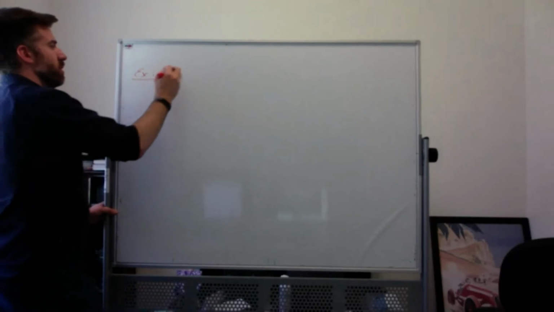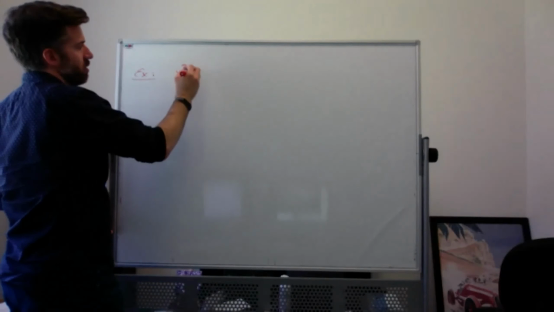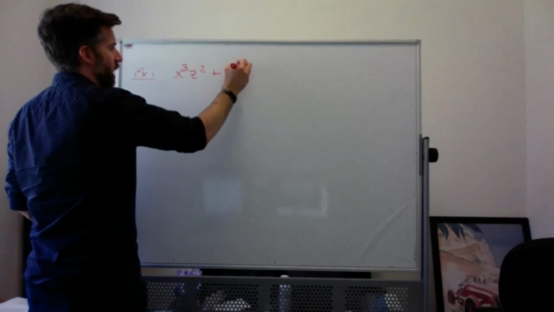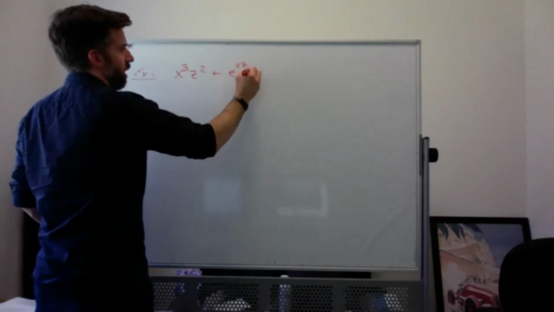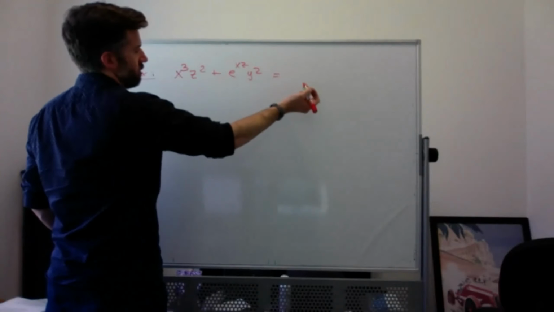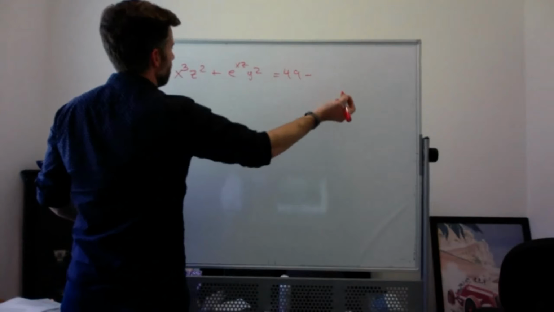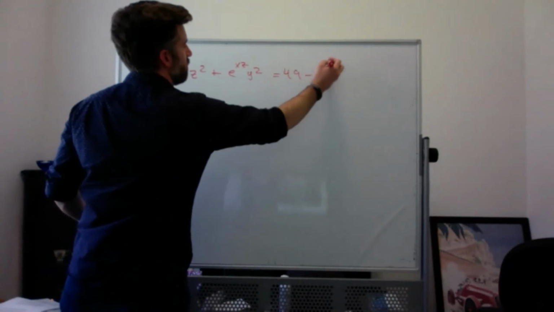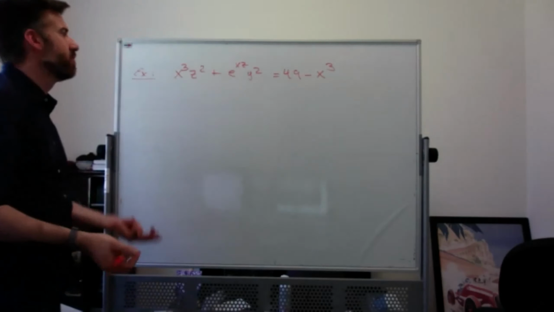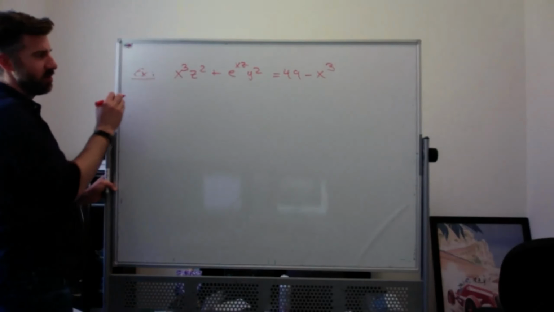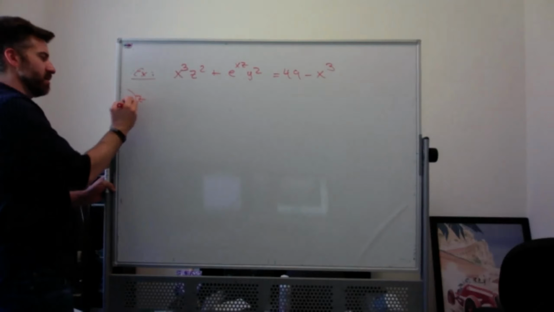So here's an example. I'm just making this up. x cubed z squared plus e to the xz times y squared equals 49 minus... Let's not make it too awful. Hopefully this isn't too bad. I want to find, I think I'm going to do del z del y first, because that seems like it might be easier.